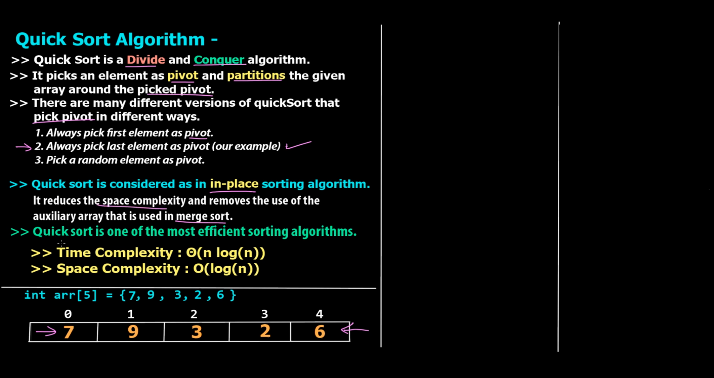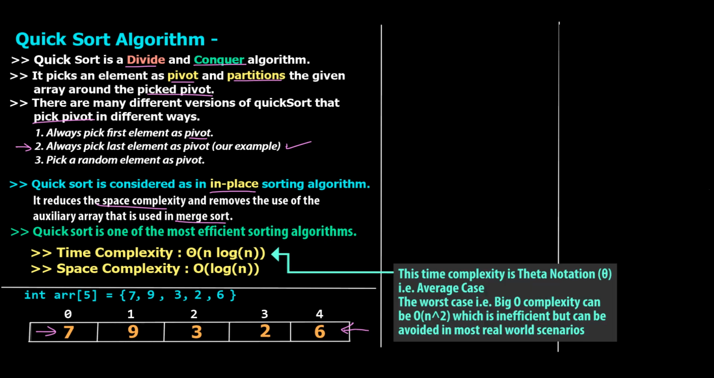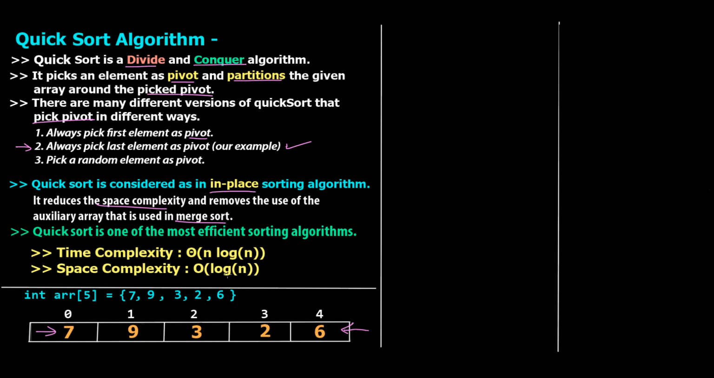So QuickSort is also one of the most efficient sorting algorithms, and if you observe, the time complexity is n log n, which is pretty much similar to merge sort. However, the space complexity is O of log n. In merge sort, the space complexity was n, and log n is less than n on the graph if you plot it, and hence QuickSort is a little bit more efficient when it comes to space complexity.